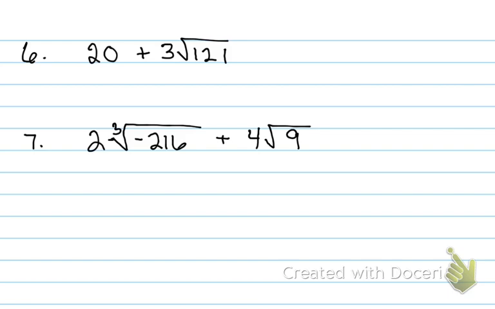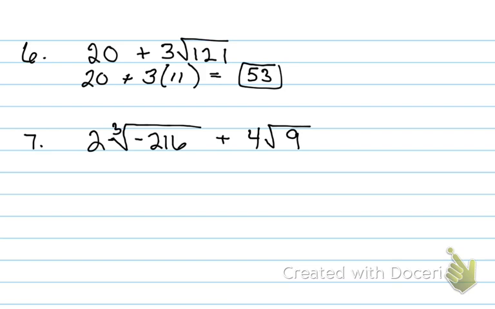Very good. So she said she took the square root of 121 and she made it 11. So it should be 311, right? No, that's not what she said. I'm just testing you guys. This is multiplication. So 3 times 11 is what? 33, and when I add those together, I get 53.